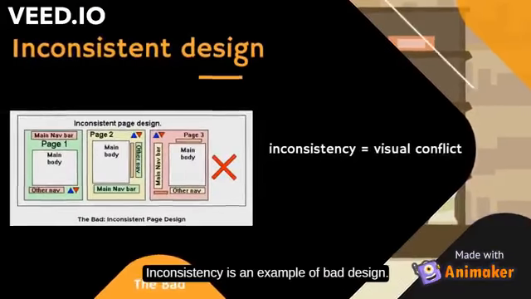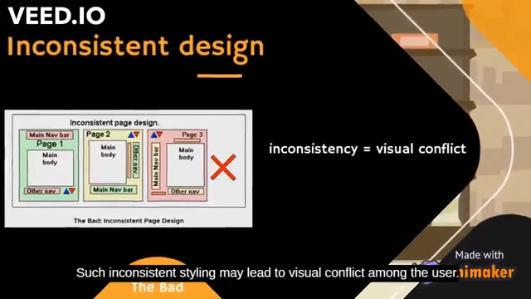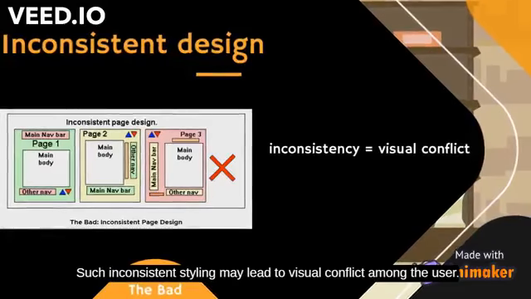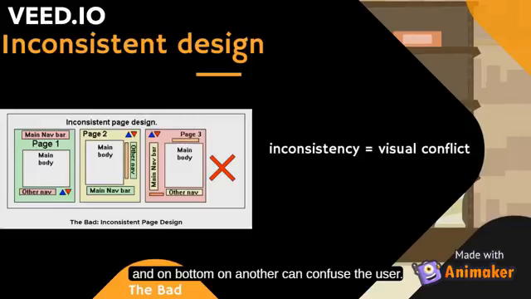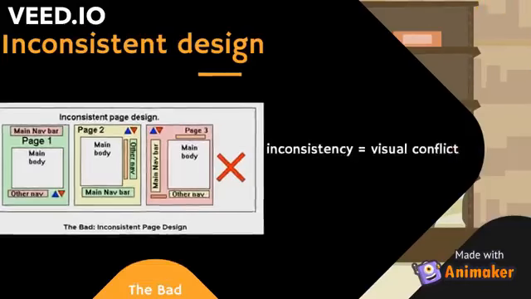Inconsistency is an example of bad design. Such inconsistent styling may lead to visual conflict for the user. For example, arranging the navigation bar at the top in one page and at the bottom in another page can confuse the user.